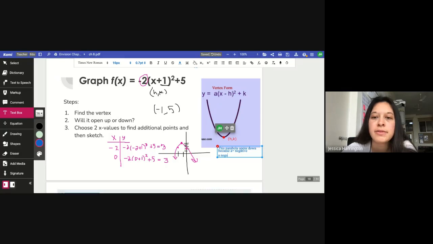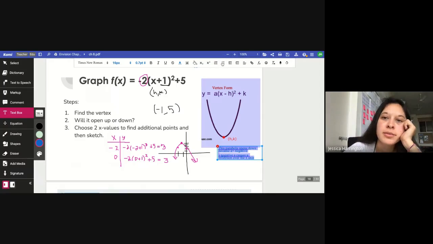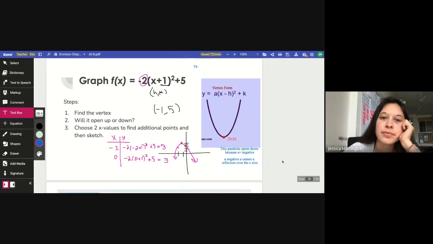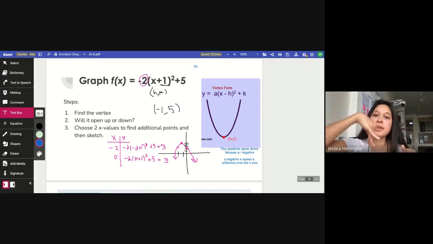A negative a causes a reflection over the x-axis. Whenever you see a negative, if your vertex form or even your standard form is starting off with a negative value, that means the thing is flipping downward. It's going to open down. It's causing a reflection over the x-axis.